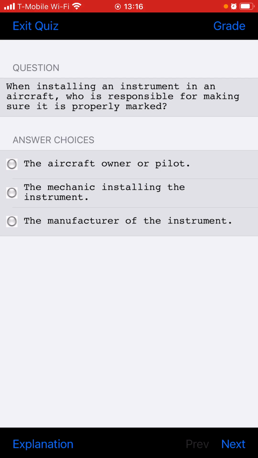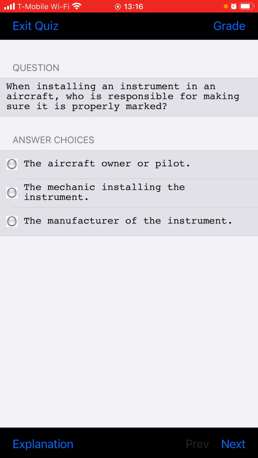Aircraft instrument systems. What type of temperature sensing system is normally used to measure a turbine engine exhaust gas temperature? A thermocouple type system.